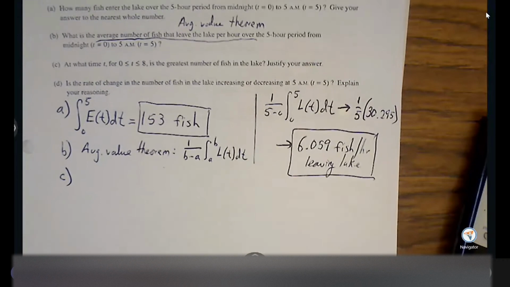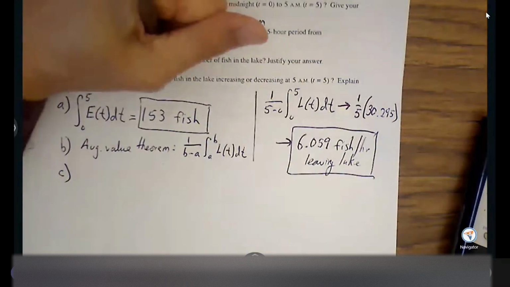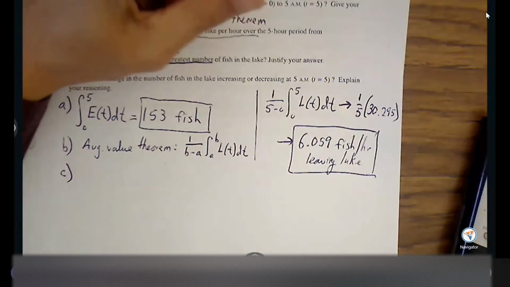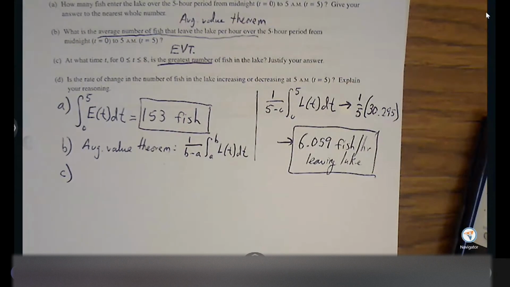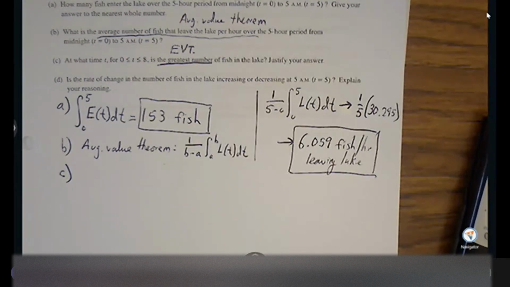Okay, for part C, at what time t between 0 and 8 is the greatest number of fish in the lake? So I see the word greatest, I'm thinking EVT, I'm thinking absolute max. So we have to apply the extreme value theorem. We have to find critical points. We have to find endpoints. We have to test them.